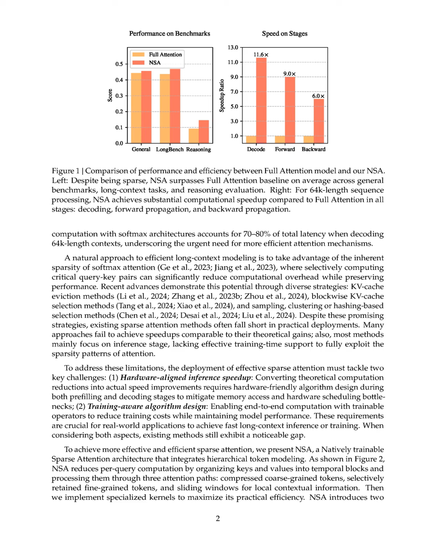It addresses two key challenges: achieving hardware-aligned inference speedup and enabling training-aware algorithm design. By leveraging the inherent sparsity of softmax attention, NSA reduces per-query computation through hierarchical token modeling, which organizes keys and values into temporal blocks and processes them via three distinct attention paths.